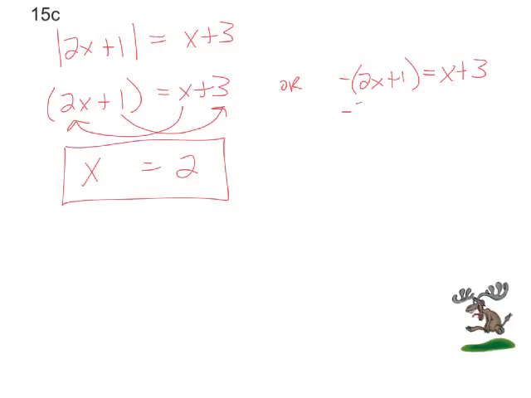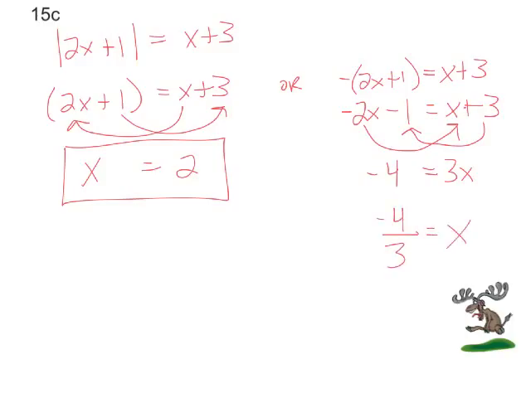Let's distribute the negative here. Negative 2x minus 1 equals x plus 3. Then we'll add 2x to get 1 plus 2 is 3x. And we'll subtract the 3 across to get negative 4. And then solve for the x. There we go. X equals 2 or x equals negative 4/3.